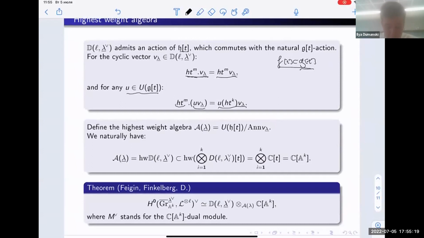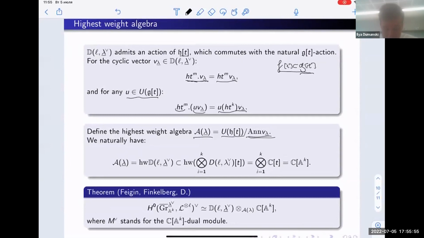What we can do is take the quotient of the universal enveloping algebra of H of T by the annihilator of this cyclic vector, to make the action exact. Then this algebra will be finitely generated, as it can be shown. In fact, as a vector space, it will coincide with the highest weight space of the global Demazure modules. That is why it's called the highest weight algebra.